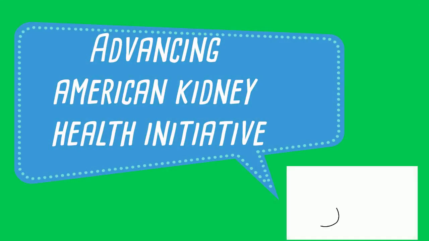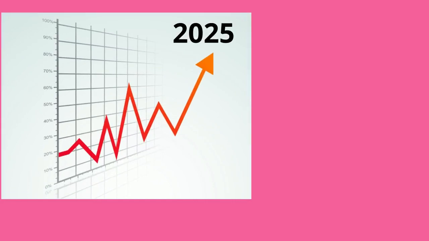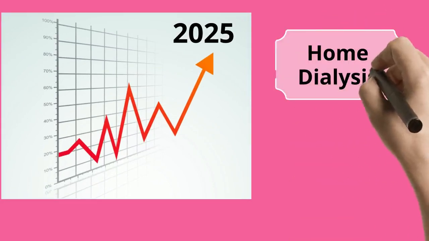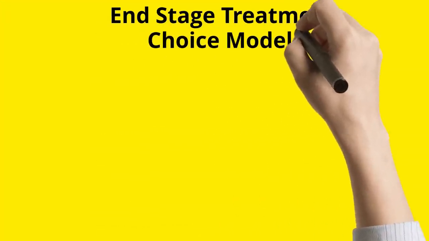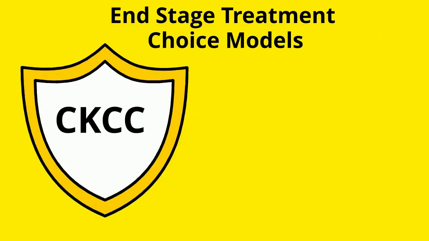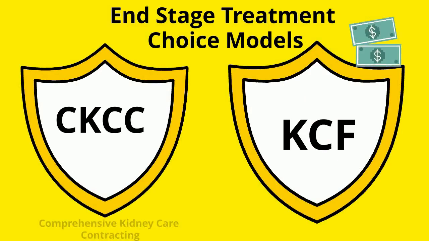The goal of the 2019 Advancing American Kidney Health Initiative is that 80% of ESKD patients will receive home dialysis or renal transplant by 2025. The end-stage treatment choice models such as CKCC and KCF adjust provider payments based on home dialysis claims.